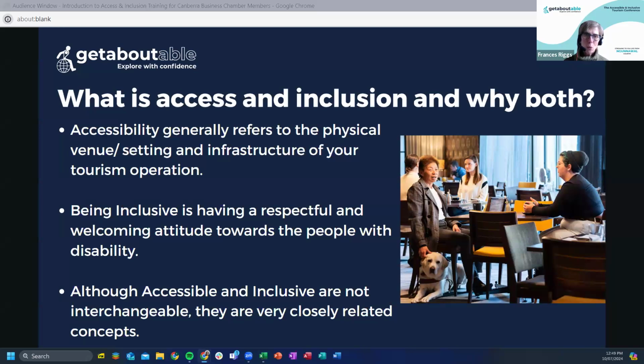And at Get Aboutable, we really encourage not using that term, fully accessible. It's highly unlikely, given the length and breadth of disability diversity, that you're going to be fully accessible to all needs, because they are so diverse.